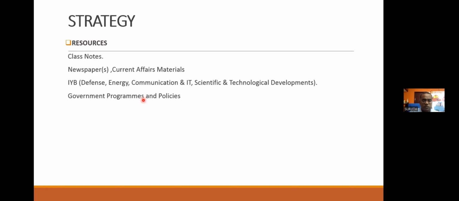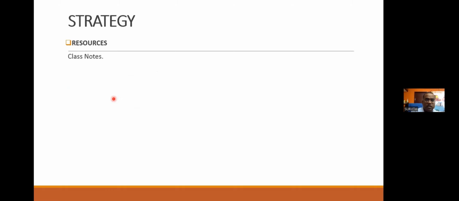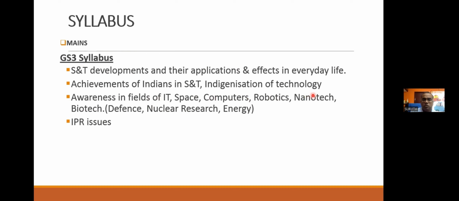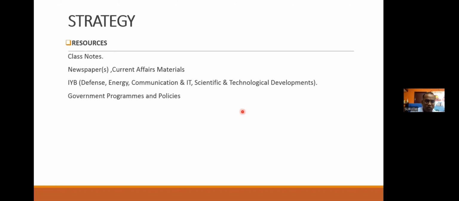So if you take the India Yearbook and go through these chapters, you can easily identify all the policies and programs of India in those 7 areas I have listed. So what are the government programs and policies in these areas? Kindly go through them with the help of India Yearbook and your current affairs materials. You can easily identify those things, because that is very important for writing an answer.